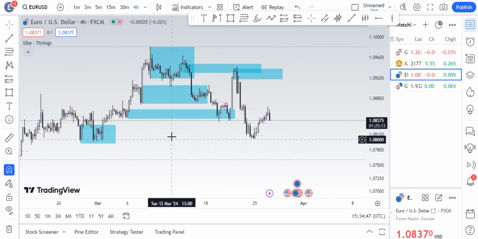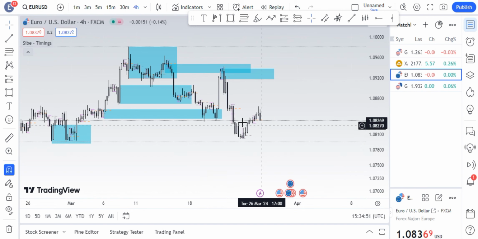So these are the traditional order blocks. This is type 1 of the order block. So let's go back to the definition of an order block.